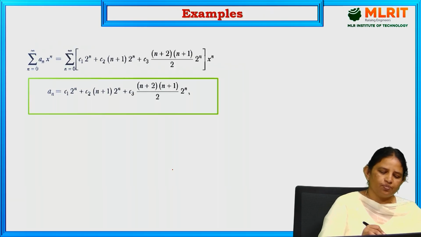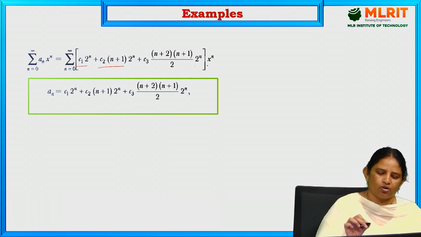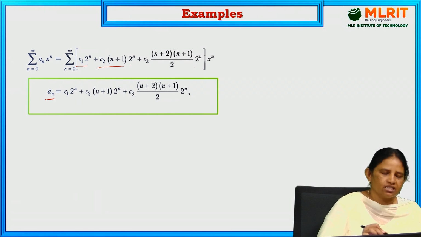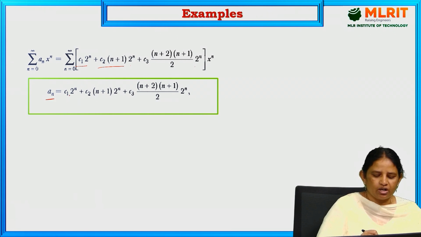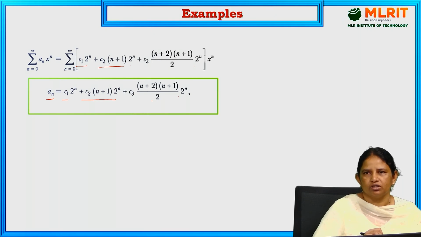Then after simplifying the expression c1 2 power n, c2 n plus 1 2 power n, c3 n plus 2 n plus 1 by 2 into 2 power n x to the power of n. Then what is the recurrence relation for an? c1 2 power n, c2 n plus 1 2 power n, c3 n plus 2 n plus 1 by 2 divided by 2 into 2 power n is the solution for the recurrence relation.